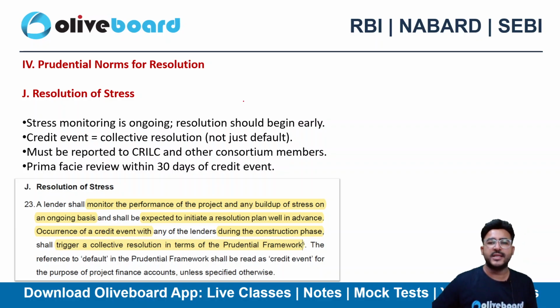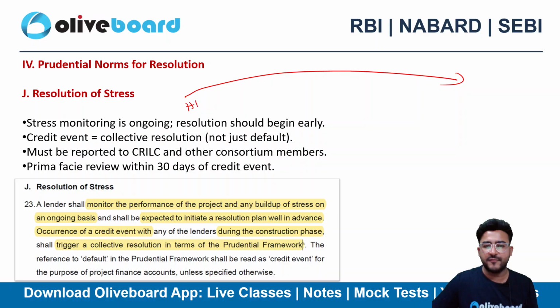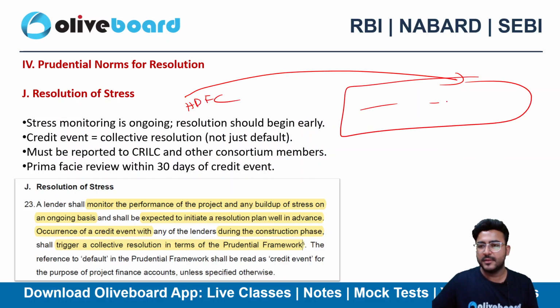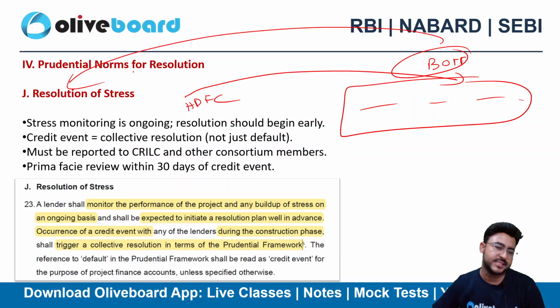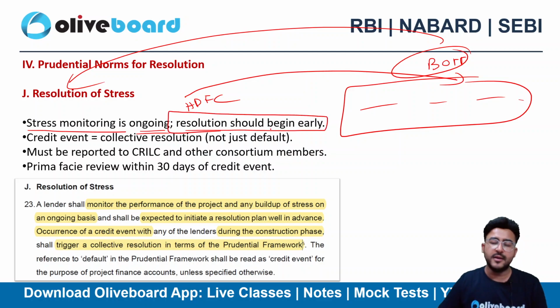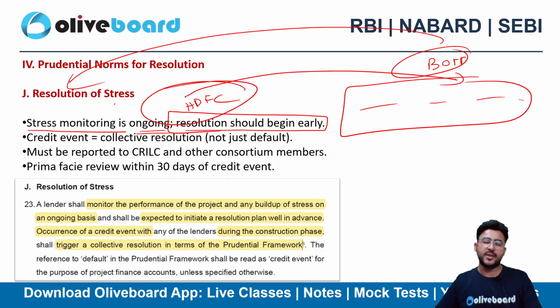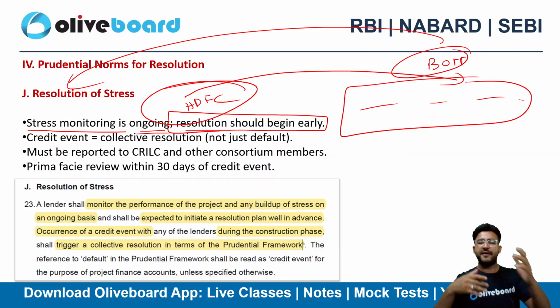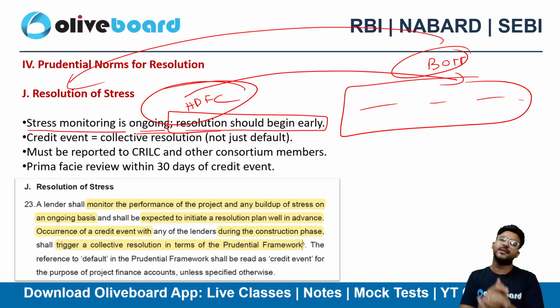Resolution of stress. Now let's suppose you are a bank, HDFC Bank, you have financed a project, this highway, right? Now you are seeing some signs of stress from this borrower on this loan, right? Then you need to do the stress monitoring. It's an ongoing process. You need to do it continuously. Resolution should be started early only. So as HDFC Bank, as a regulated entity, you need to start that resolution. Do it quickly, start it right away. Don't wait for the borrower to keep defaulting again and again until the situation gets worse. Better than that, start the resolution process.